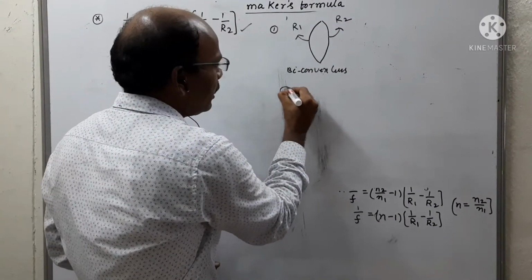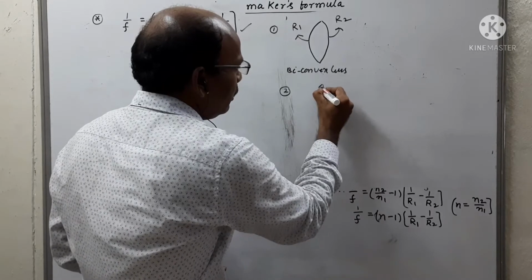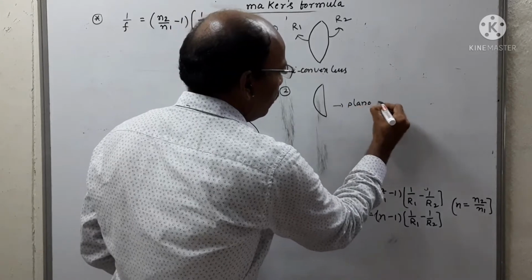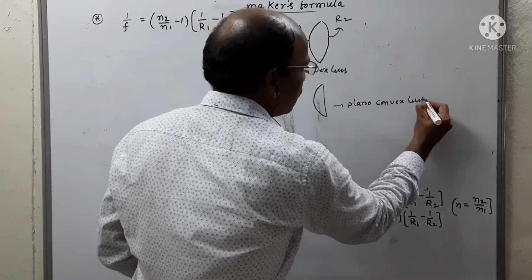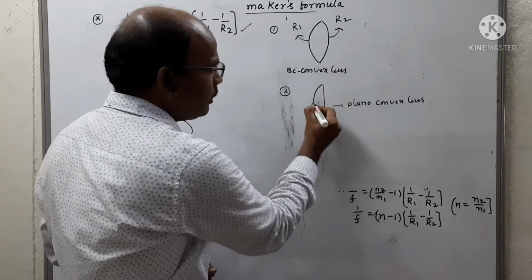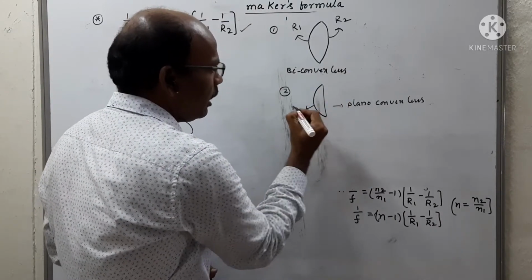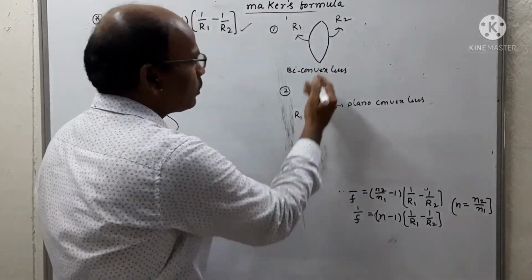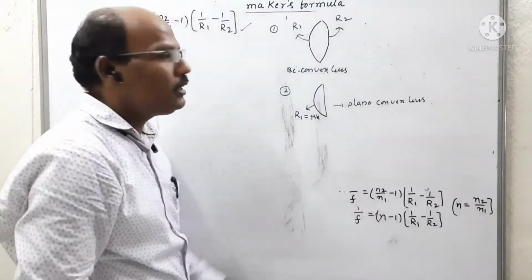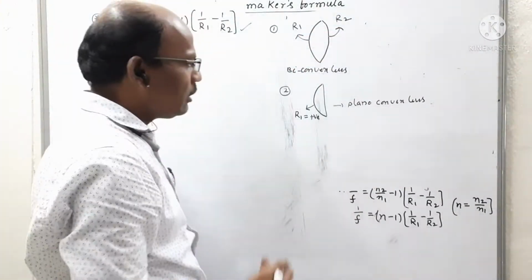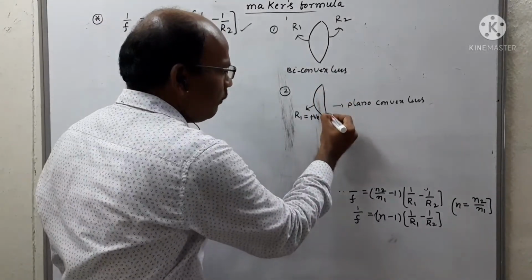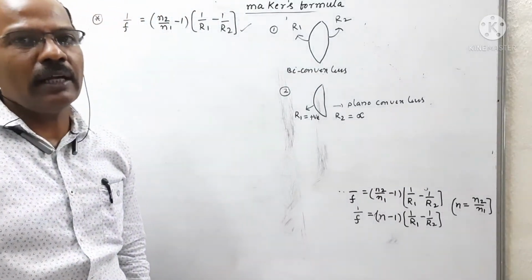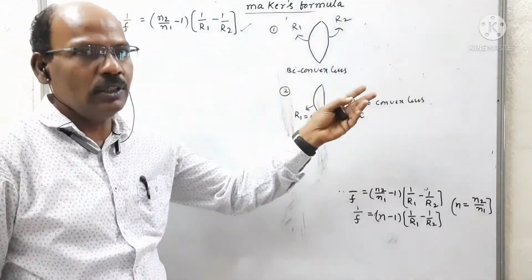Coming to the second case, we can take the plano convex lens. Here we can observe that this is the first curved surface, then we can write R1. So this is positive. R1 is measured from the pole towards the direction of incident light. This is the plane surface, where R2 is infinity. For a plane refracting surface, the radius of curvature is always infinity.